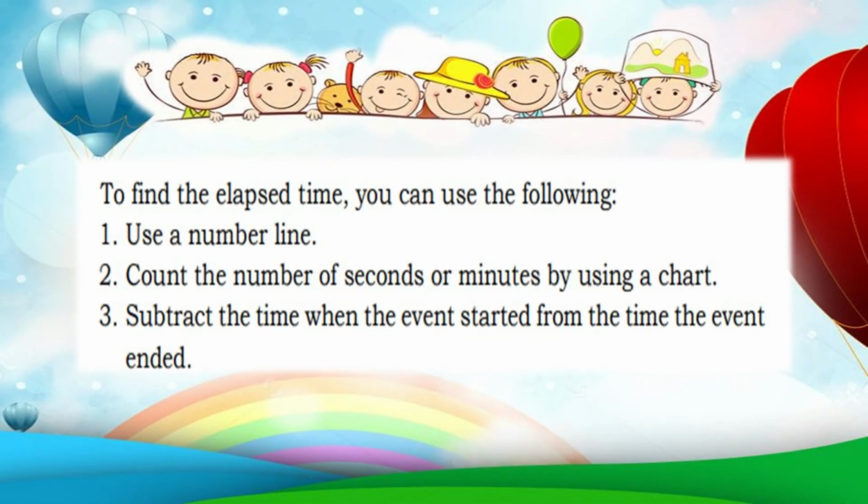Now, to find the elapsed time, you can use the following. Number 1, use a number line. Number 2, count the number of seconds or minutes by using a chart. And number 3, subtract the time when the event started from the time the event ended.